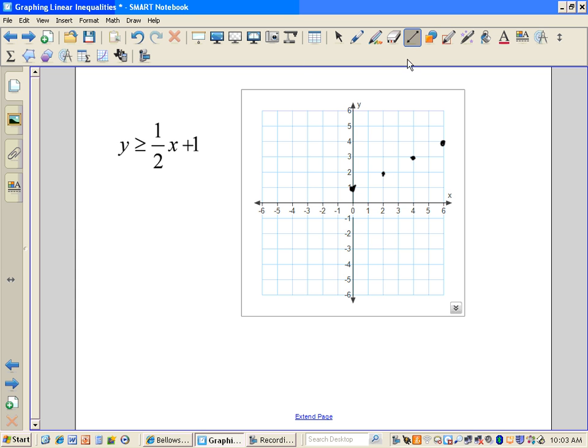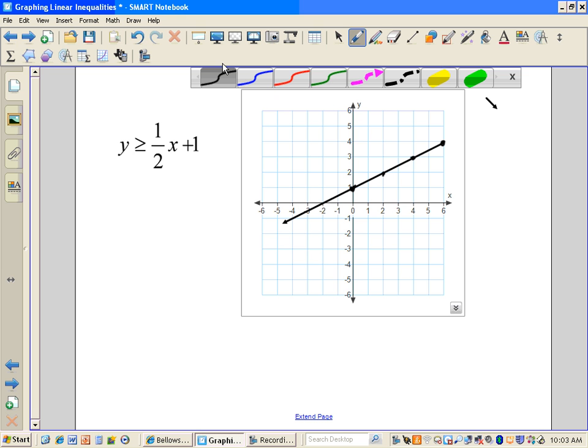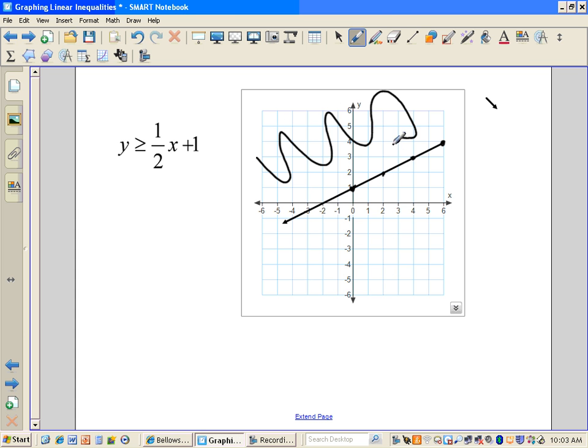Let's see if it's going to let me grab a solid line here. And so we're going to start and do a solid line through, and then we're going to go back and grab our pen, and we're going to gently shade above the line because it's greater than this line. Okay, so we're going to be greater than this line.